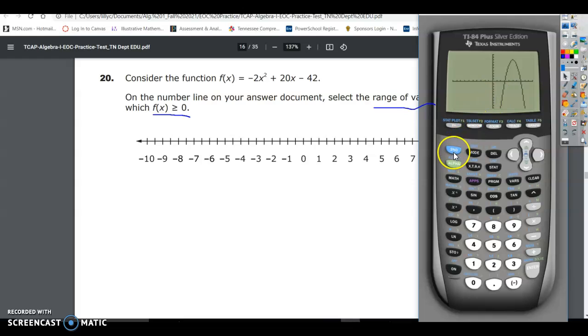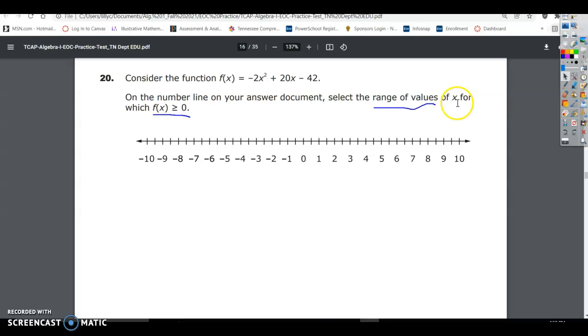But let's look at the table of values. Might give us a clearer picture. So if we go second graph, that's our table. And we can scroll down through here. Okay, and you can see at 3, it does equal 0. And if you keep going at 7, it equals 0, and then it goes negative again. So the graph and the table are giving us the same picture, that from 3 to 7, we're looking at our y values, our range. From 3 to 7, we're at 0 or higher.